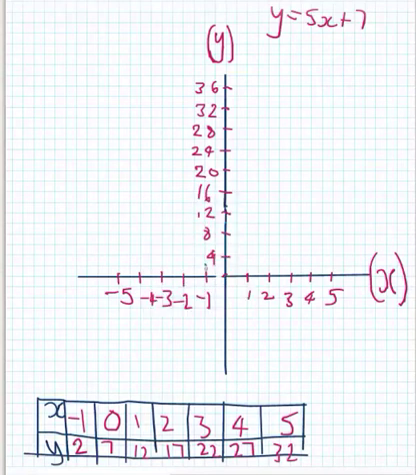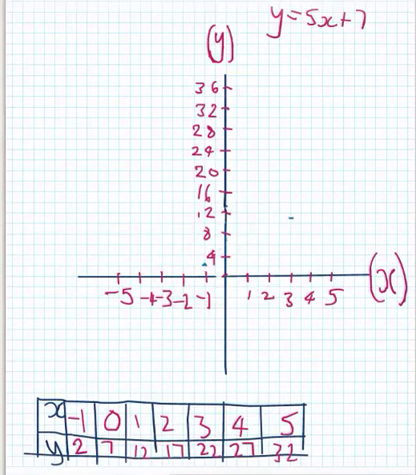Okay, and with some points, it may not be exactly halfway, but as long as you estimate the correct position, that's fine. All right, x is 0, y is 7. Like I said, I don't have 7. So 7 would be halfway just here.